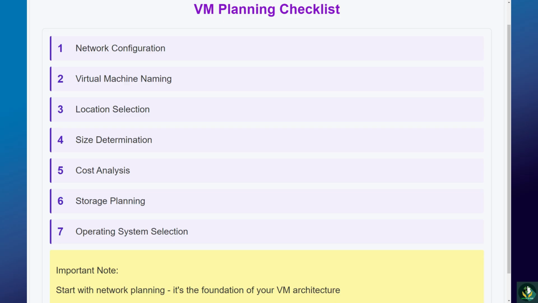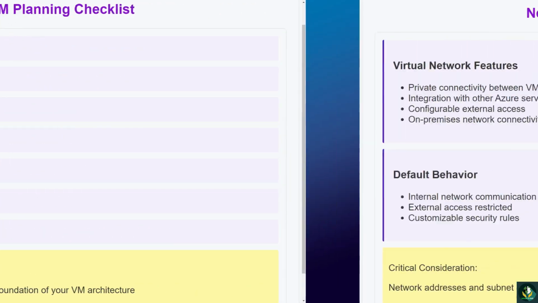Location selection impacts both performance and cost. Choose a region that balances proximity to end users with compliance requirements and pricing considerations. Remember that certain features may only be available in specific regions. Size determination involves matching VM resources to workload requirements. Azure offers a wide range of VM sizes optimized for different scenarios, from basic web servers to high-performance computing. Select a size that provides adequate resources while maintaining cost efficiency.